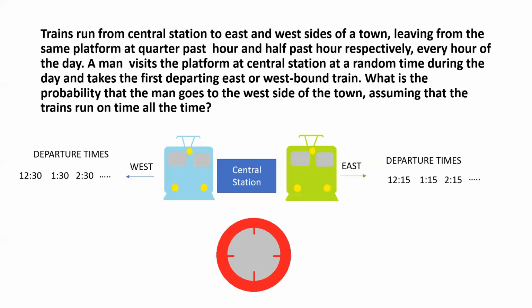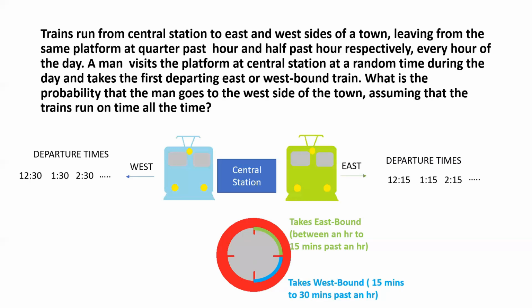So if the man arrives anywhere from the start of the hour to 1/4 of the hour, that's this region of the time within an hour, in green, he will take the eastbound train, which departs at 15 minutes past the hour. So he'll end up going to the eastern part of the town if he arrives at the platform between the hour and 15 minutes past the hour. However, if he arrives between 15 minutes past the hour and 30 minutes past the hour, which is the blue zone, then he takes the westbound train.